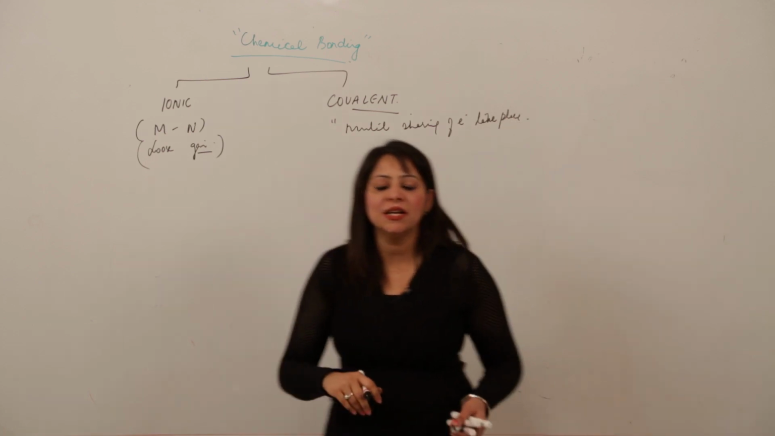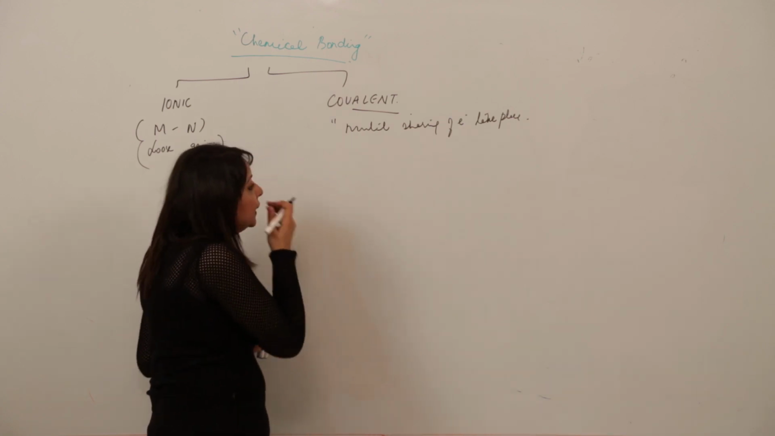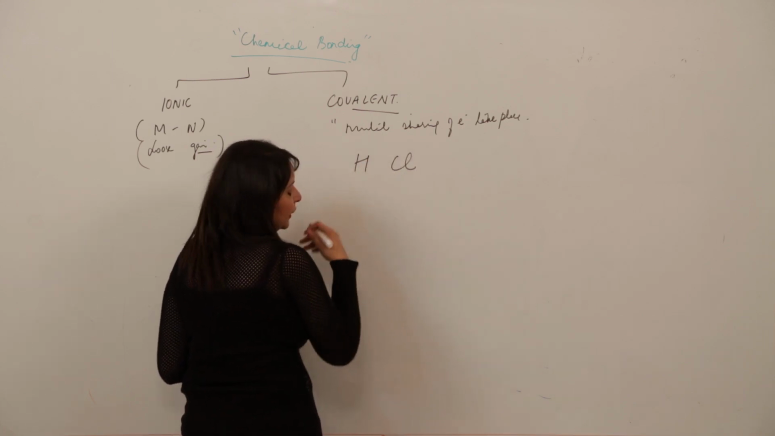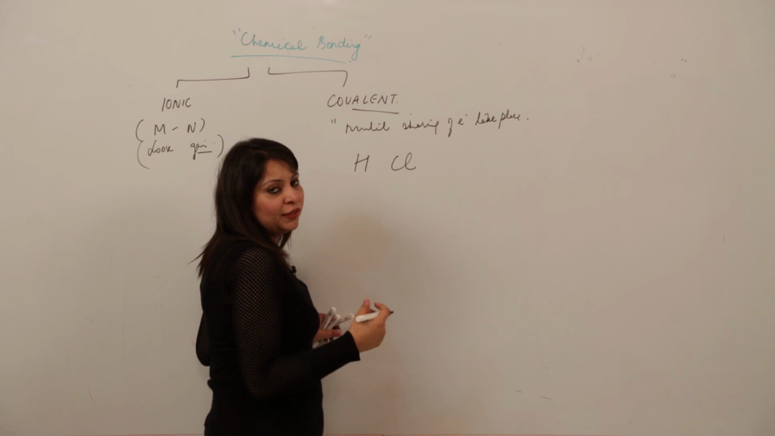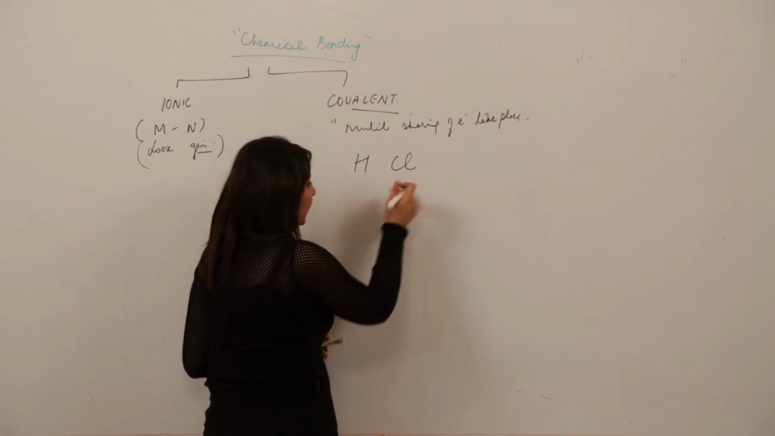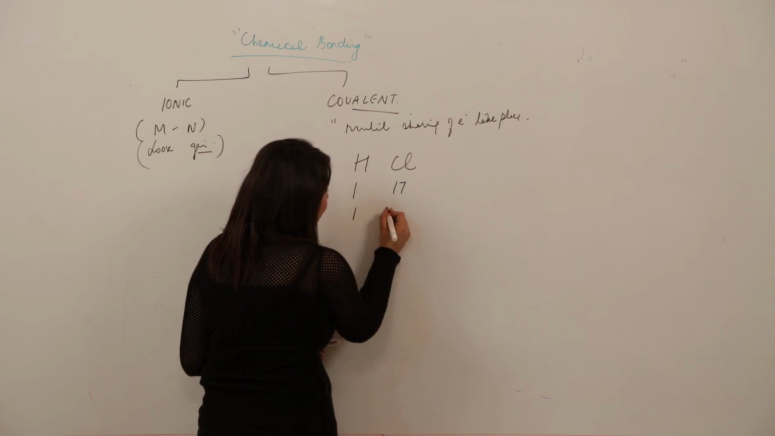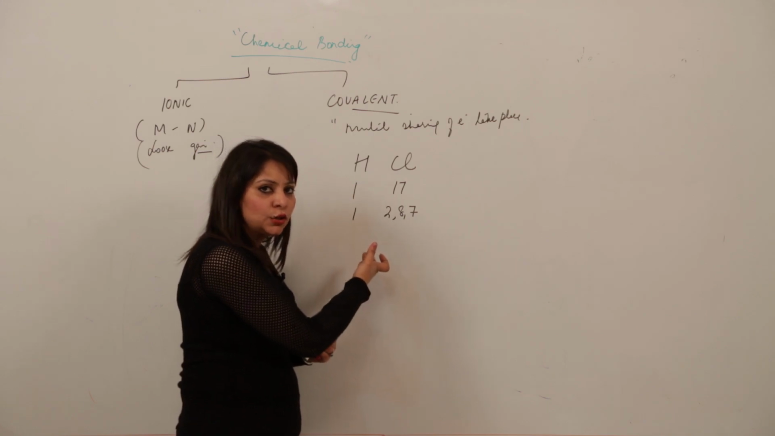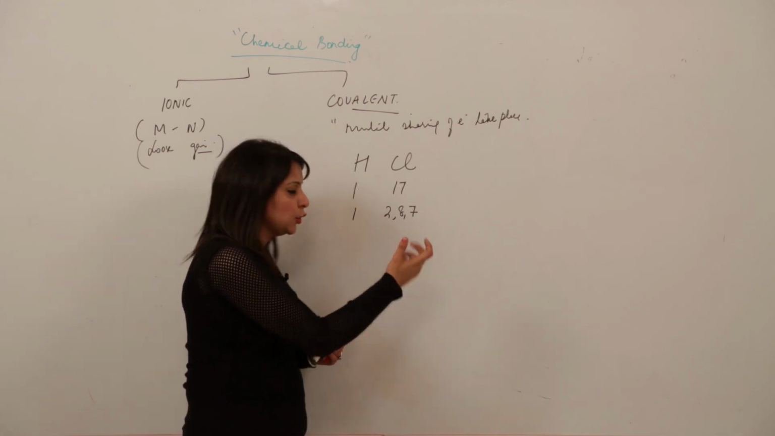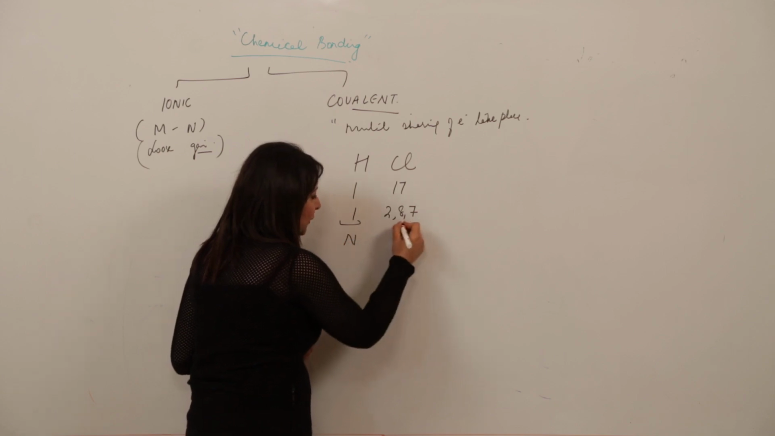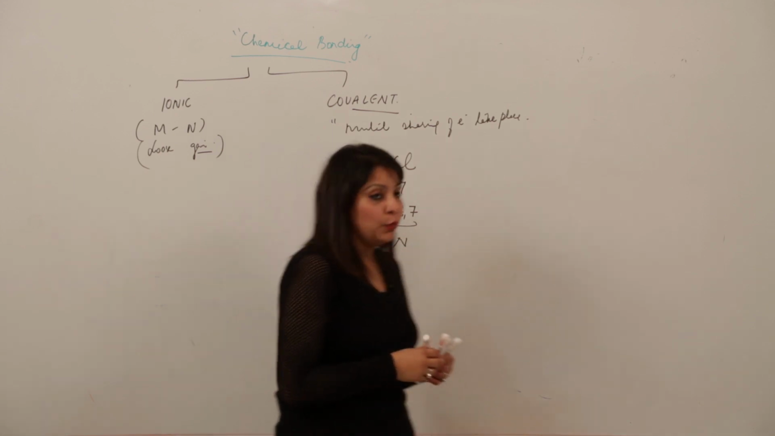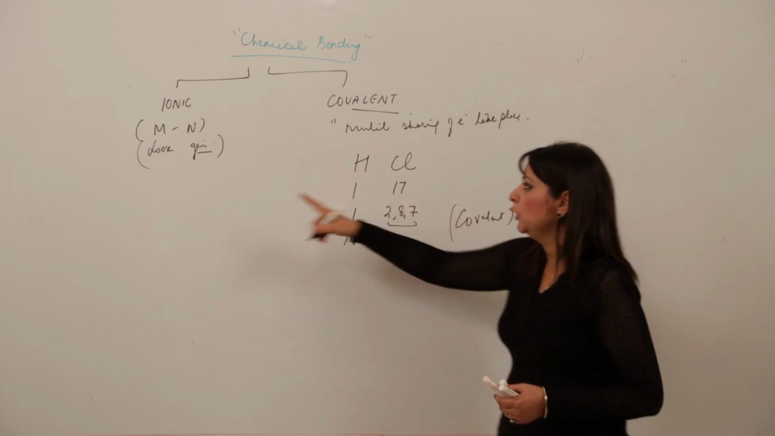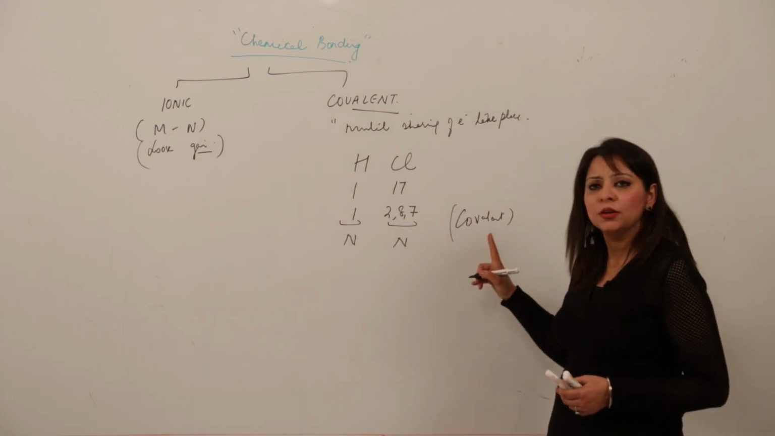And how can you judge that these atoms will contain a covalent bond? Just write, like if I say HCl, if I tell you to make a bond between hydrogen and chlorine, write hydrogen, write chlorine, write the atomic number, write their configuration. Now you will see it also needs an electron to complete its octet, and it also needs an electron to complete its octet. And one means it is a non-metal, again it is a non-metal. So whenever the bond is formed between non-metal and non-metal, it is always covalent. Metal and non-metal, ionic. Non-metal and non-metal, always covalent.